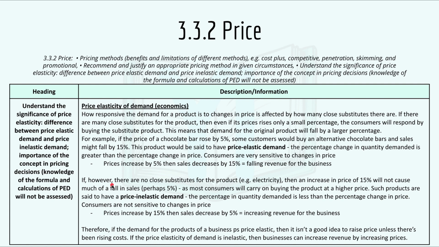If, however, there are no close substitutes for the products, like electricity bills, then an increase in price of 15% will not cause much of a fall in sales, perhaps 5%, much lower, as most consumers will carry on buying the product at a higher price. Such products are said to have a price inelastic demand, and the percentage change in quantity demanded is less than the percentage change in price. The consumers are not sensitive to changes in price. As we can see in an example, prices increase by 15%, then sales decrease by 5%. It will still lead to an increasing revenue for the business.